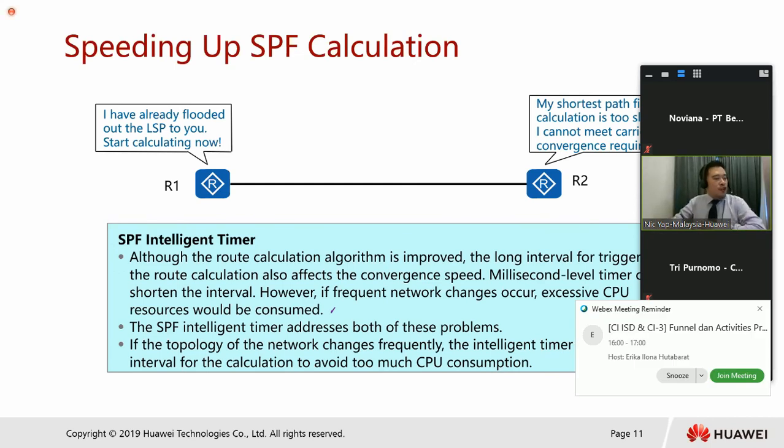If the topology of the network changes frequently, the intelligent timer increases the interval for the calculation to avoid too much CPU consumption. That's what I mentioned. Let's say they keep on changing, then I have to slow down. Let's say they are not changing constantly, then I can do it immediately by using millisecond levels. I can do the calculation immediately. That is how we speed up the SPF calculation by using the intelligent timers.